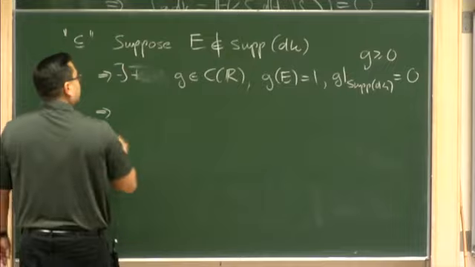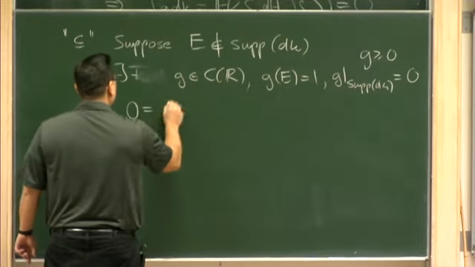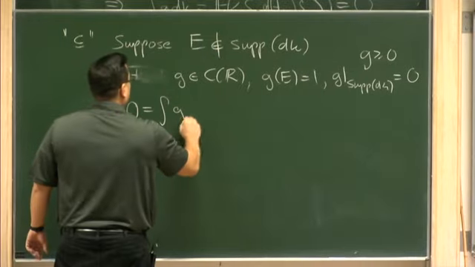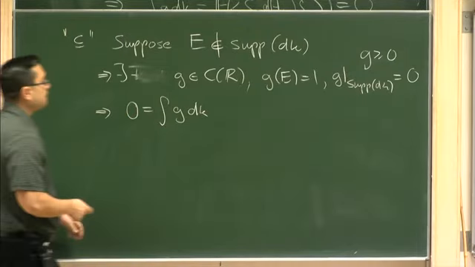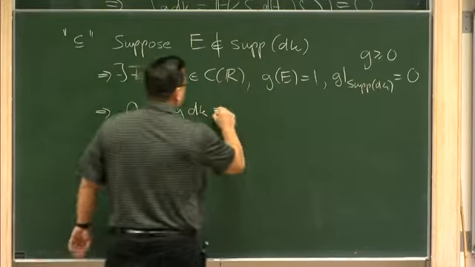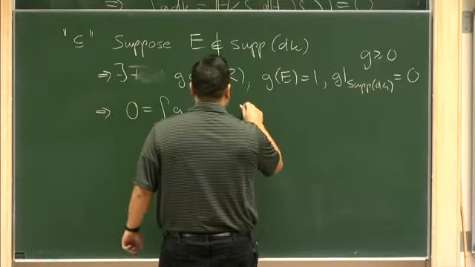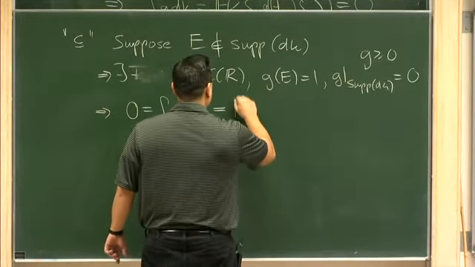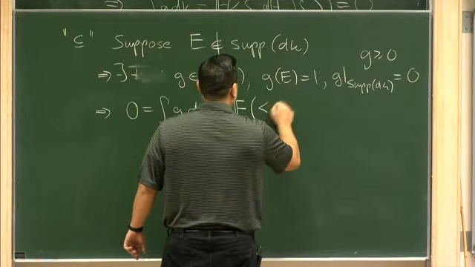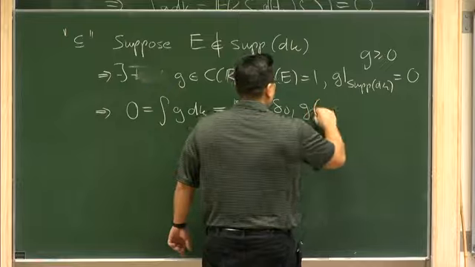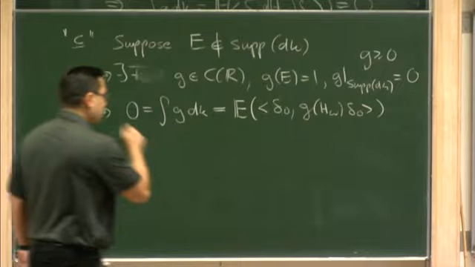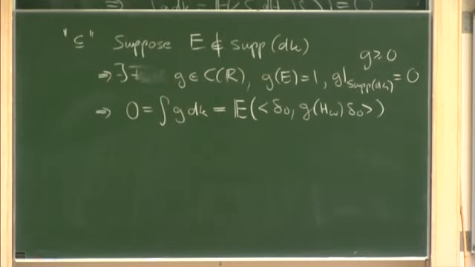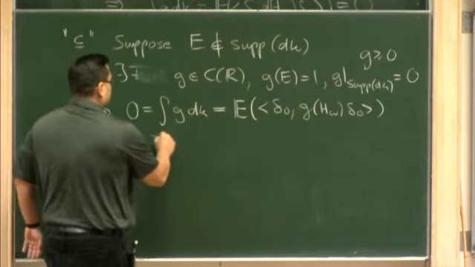Once I have such a g, by these conditions, the integral of g dk is 0, by choice of g. By definition of my density of states measure, this is equal to the expectation of this inner product. That's by definition.